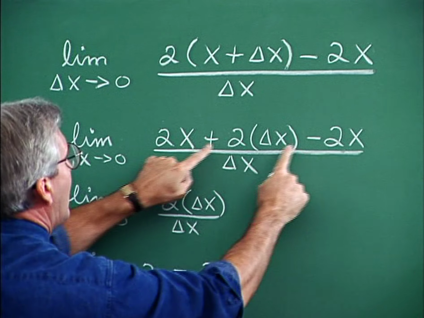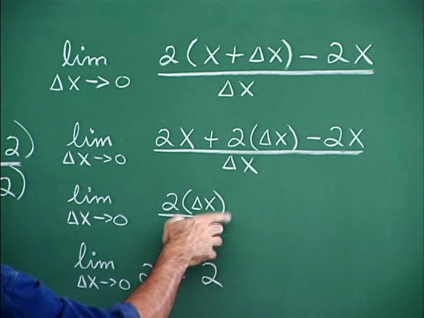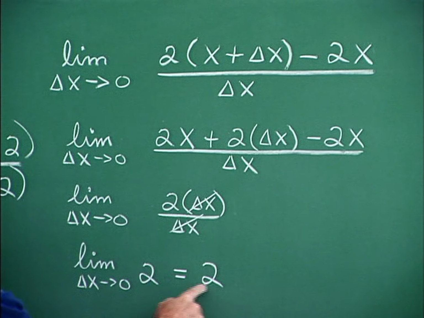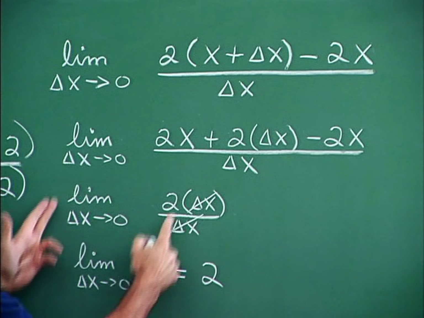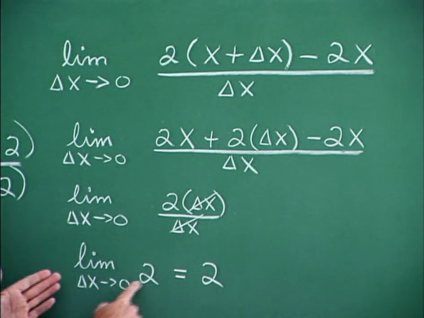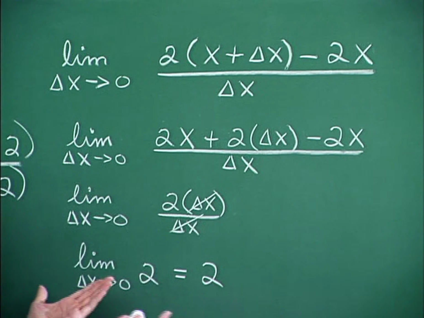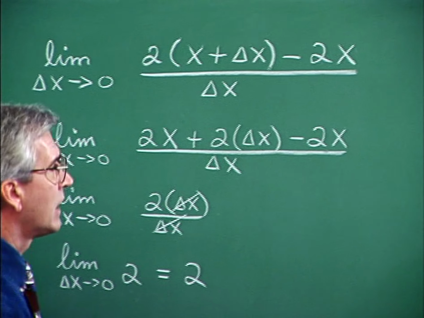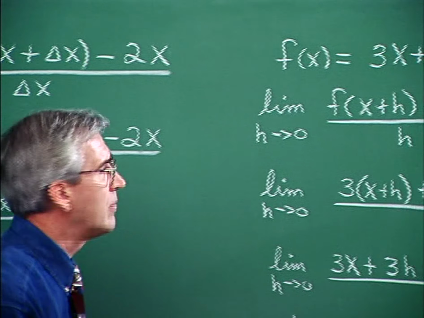2x minus 2x go out, so we have 2 delta x over delta x. The delta x's cancel, and we have a constant then. So we're looking for the limit as delta x approaches 0 of the constant 2. That is simply 2.